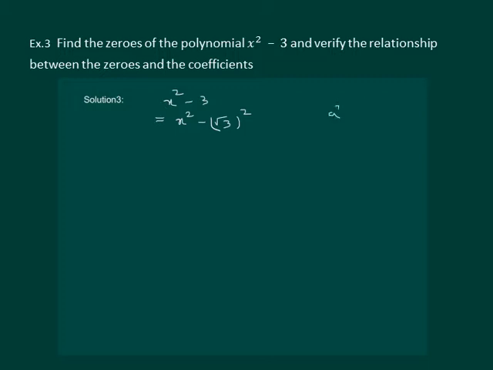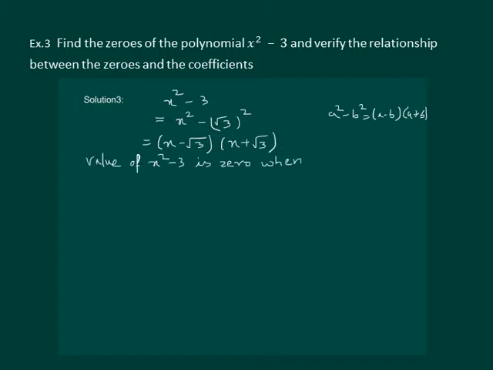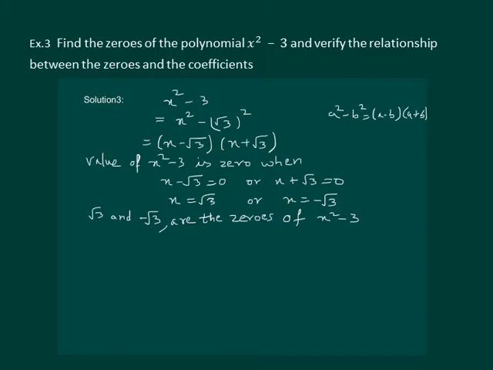This can be compared to a square minus b square equal to a minus b into a plus b. So the two factors are x minus root 3 into x plus root 3. Now the value of x square minus 3 will be 0 when x minus root 3 is 0 or x plus root 3 is 0. So that means x equal to root 3 or x equal to minus root 3, and finally we get root 3 and minus root 3 are the zeros of the polynomial x square minus 3.